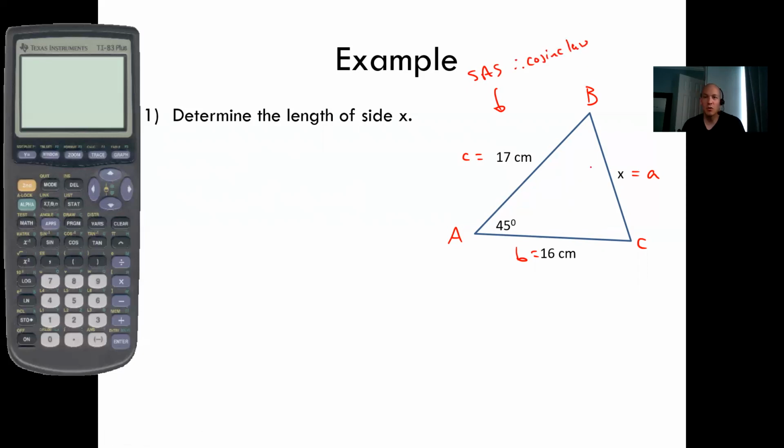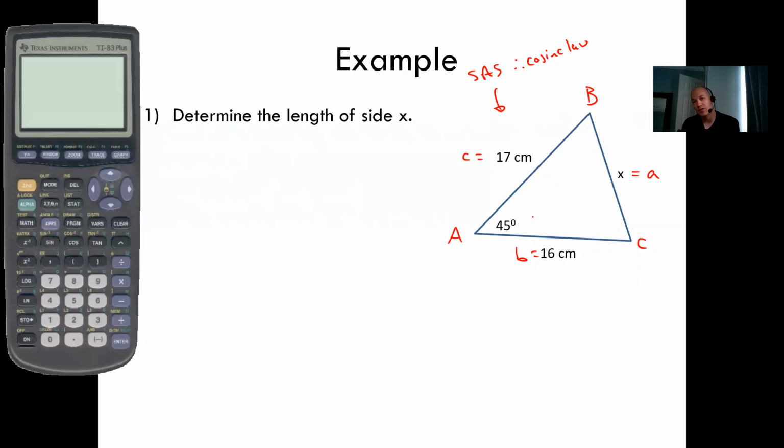Remember, sine law requires you to have an angle and a side pair. So if we know 17, we don't know C, that's not a good pair. We know 45, but we don't know X, that's not a good pair. And we know 16, but we don't know B. We have no side-angle pairs. Sine law is absolutely useless for this. So what we're going to do is go cosine law.